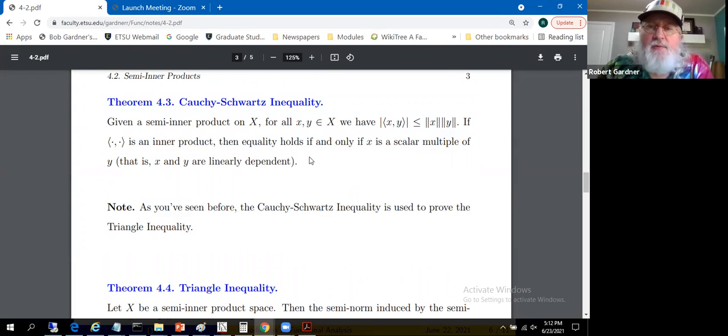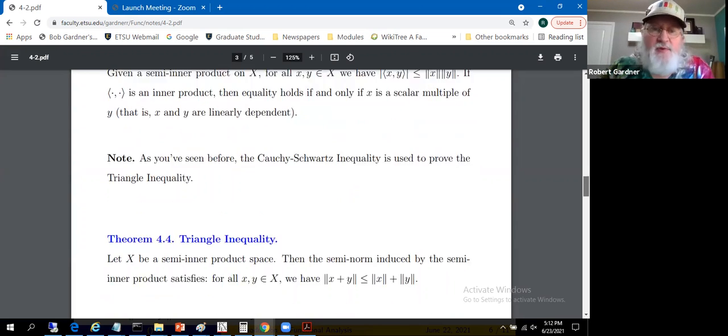If memory serves, don't tell anybody I said this because I'm speculating here. I seem to recall that the Cauchy-Schwartz inequality in the physics setting is related to the Heisenberg uncertainty principle. So it comes out somehow connected to that, if memory serves.